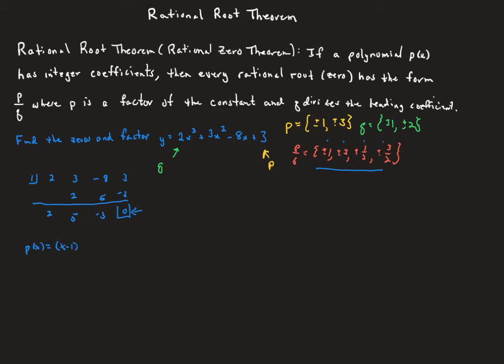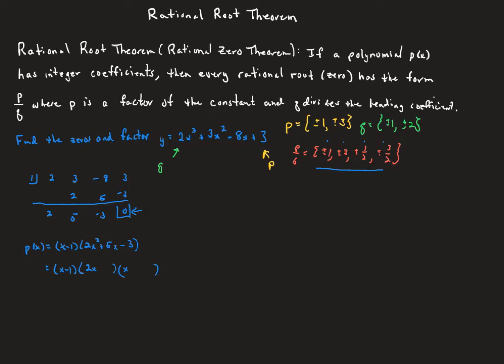That it's going to be x minus 1 times 2x squared plus 5x minus 3. And now we can factor this or use the quadratic formula if we absolutely have to, but I think this one will actually factor. So you can do your box and diamond. I'm going to do my trial and error.